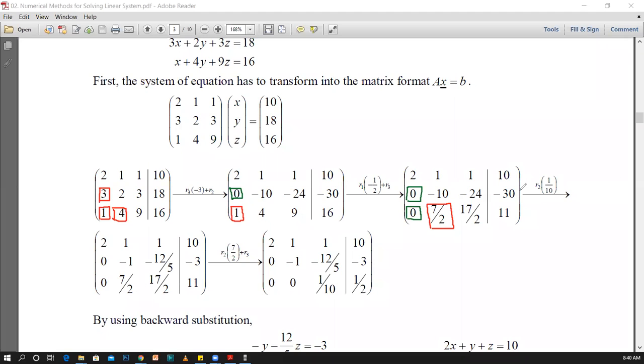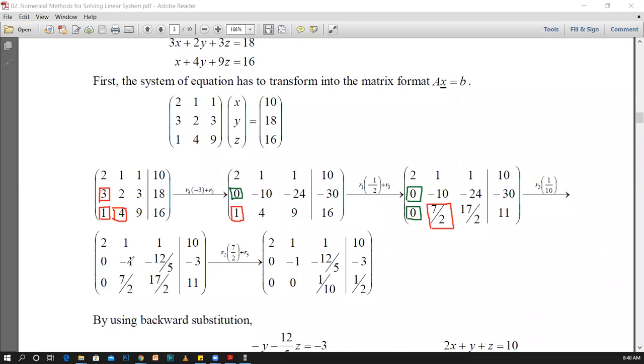Therefore, what I am going to do is, I need to convert this into -1, and by considering this value, this can be converted into -1 once I multiply this value with 1 over 10. Now row number 2 is multiplied with 1 over 10. Once you do that multiplication, you will get this row as 0, -1.